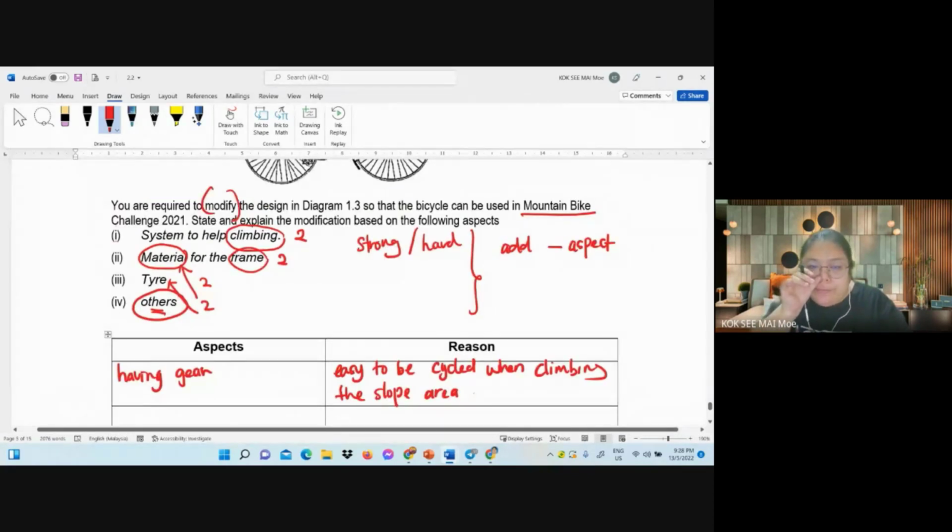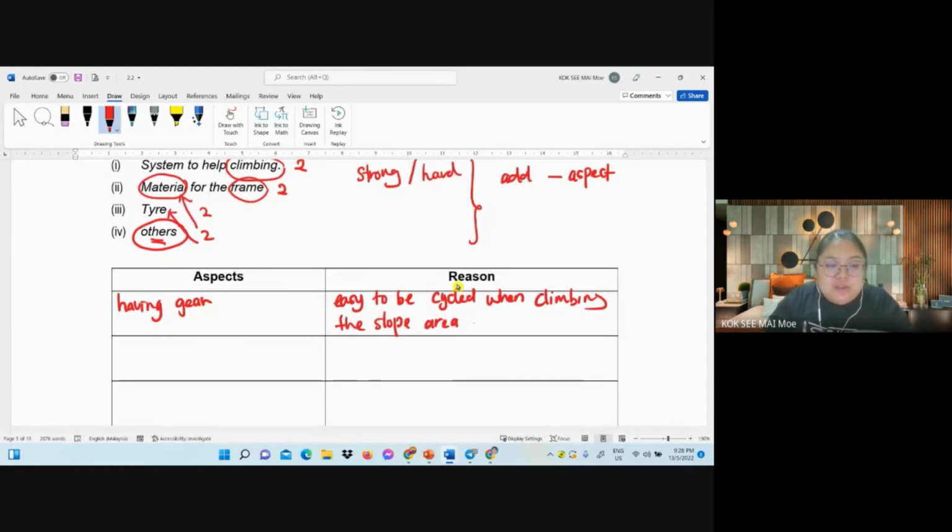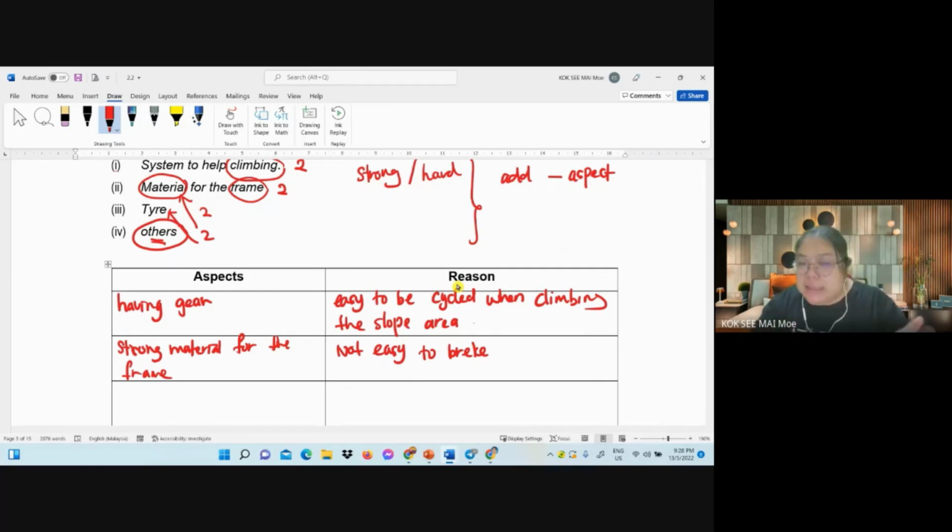Okay, number 2, frame, surrounding the whole frame of the bicycle. Normally we mention strong. We're using strong material for the frame. So the reason is what? Not easy to break. When you see this word strong, I don't care whether it's a bicycle or next time they're doing another thing, if they want you to state the material, then you say strong. The reason is always not easy to break.